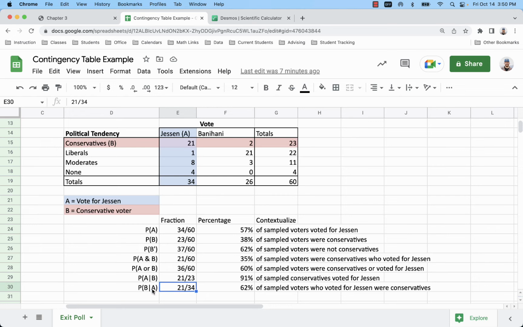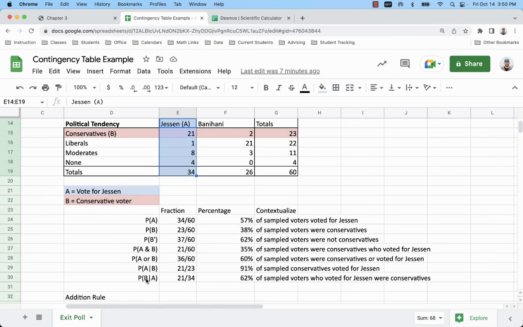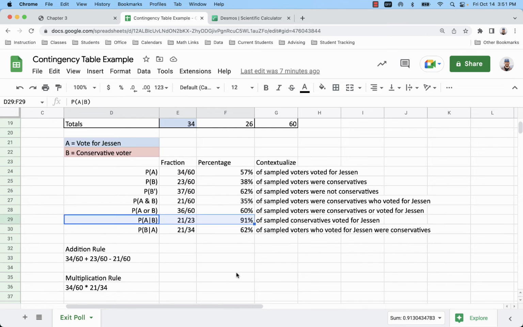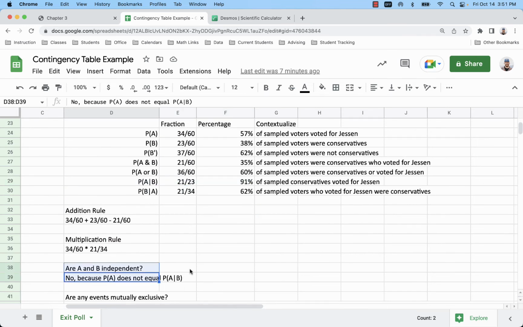We can really see that good turnout we have for that candidate. And then flipping that around, we're saying out of A, or given that someone voted for Jessen, given they were in this column, what's the likelihood of them being a conservative B? So probability of B given A is 21 out of 34. That's 62%. And again, comparing, 38% of everyone, or of voters, were conservatives. 62% of the votes for Jessen were conservatives. So just comparing that P of B to B given A, or P of A to A given B, since we have a difference there, these are going to be dependent events.